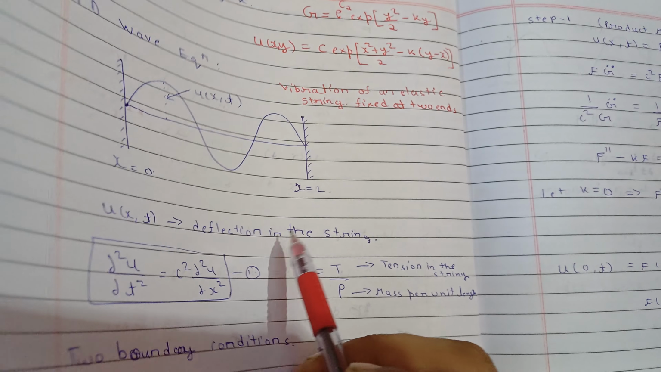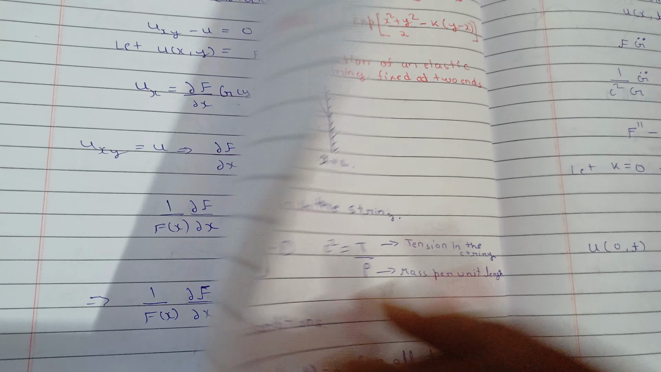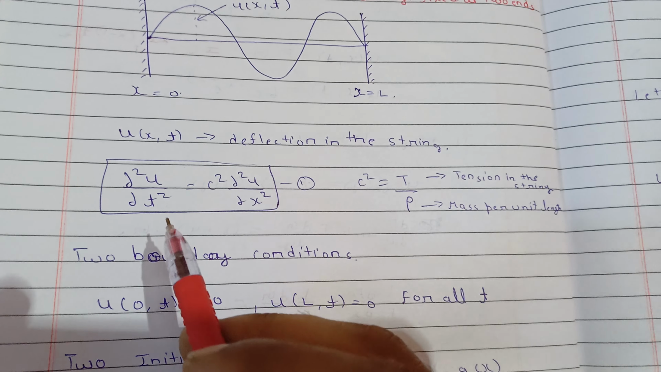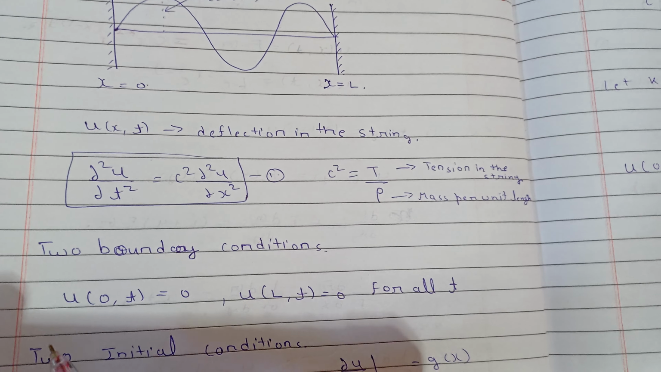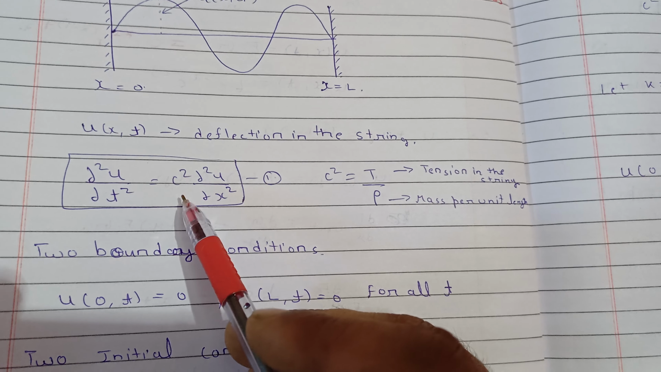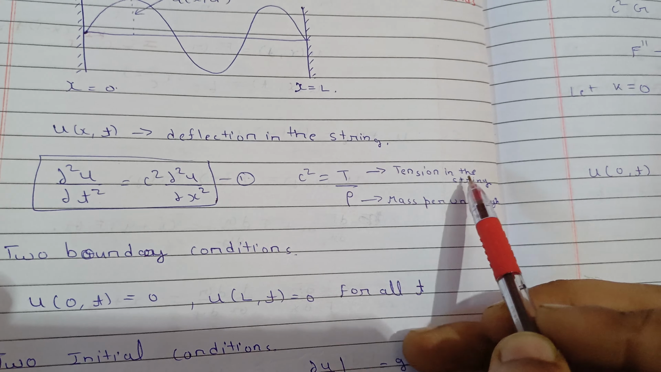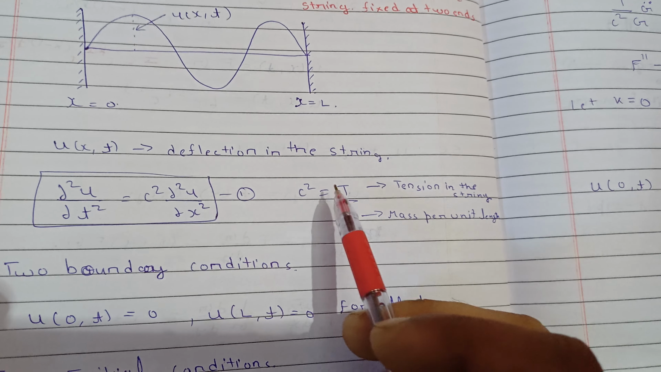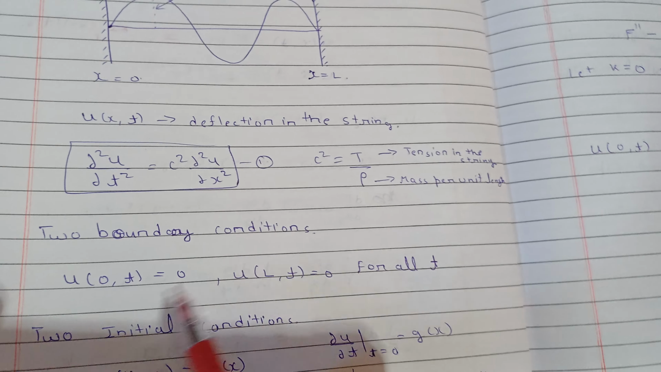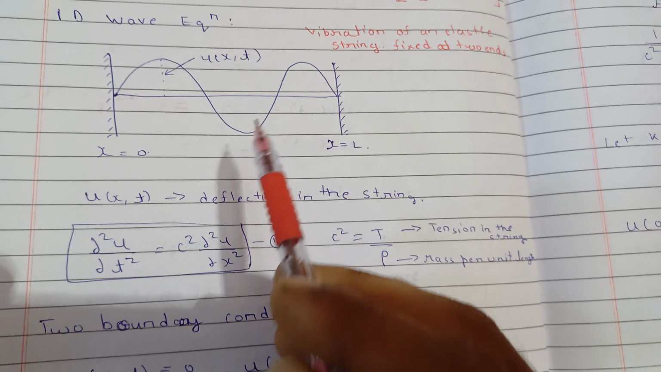So u(x, t) represents the deflection in the string, and we know the differential equation for this wave is this. So this is the 1D wave equation. Del square u by del t square equals c square del square u by del x square, where c square is nothing but the speed, and that is represented by c square equal to T by rho, where T is the tension in the string, and rho is the mass per unit length. So that's how you represent the speed. You must know this thing. Okay, so we need to solve this differential equation. We need to find the solution for this 1D wave equation.